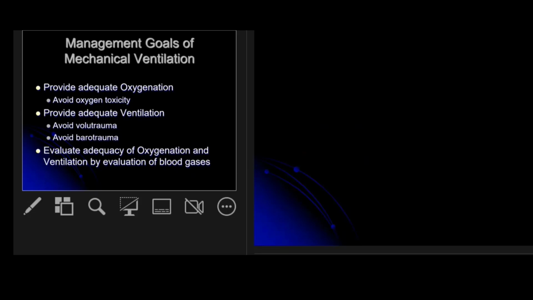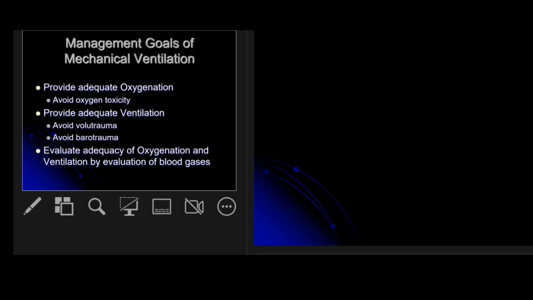Baro is pressure, so it's pressure-induced injury to the lungs. When we think about the pressure that you're exposing the lungs to, we think about the pressure as being a high-end pressure, a low-end pressure, and an average pressure, right? The high-end pressure we call what?